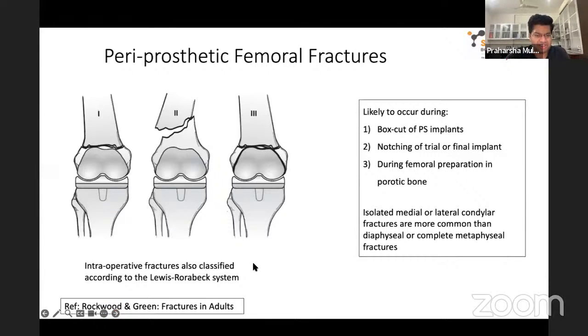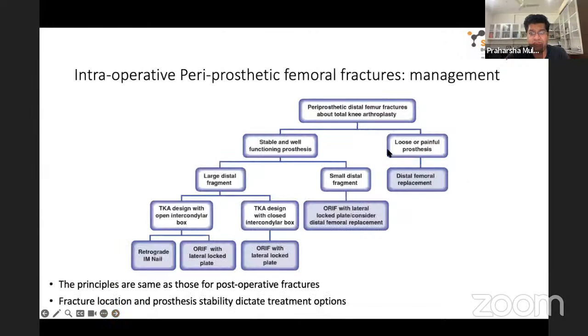So I think the classification system is known to everybody. It's still based on the Lewis Rorabeck or Su classification. And you can see how the fracture can happen during the different steps of the TKR. So even when you're doing this, if your prosthesis is stable and you know that your implant is not getting affected when you have an intraoperative fracture, you still deal with it like you would with a postoperative fracture.